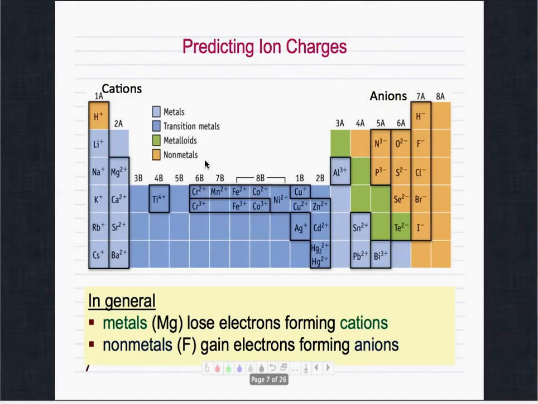You would never, for example, see chromium 2 minus. That's wrong. You would never see, for example, nickel minus 1. That's never going to happen. They're always going to be cations. They're always going to lose electrons.